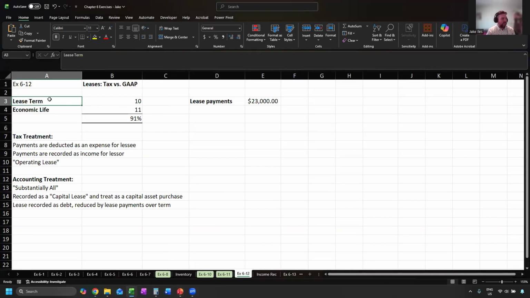So there is an exercise on it, but I'm just going to show you. A lease term from an accounting treatment is looking for substantially all. The general guideline is about 90%. So if the lease term is 10 years, but this piece of property is only going to last 11, your lease is basically covering the term of its economic life. You're using substantially all of its life. So that is a capital lease we would recognize as an asset on our financial statements. But the tax treatment, all those payments are just deducted as an expense. Payments are recorded as income for the lessor, and it's always treated as an operating lease.